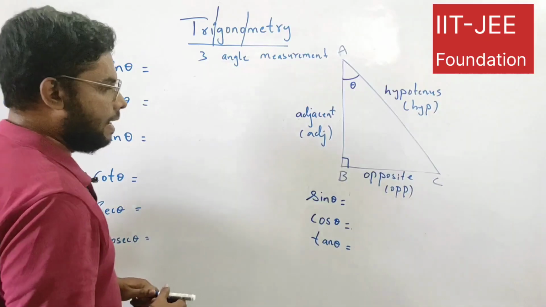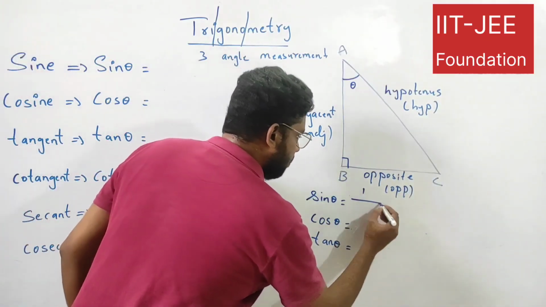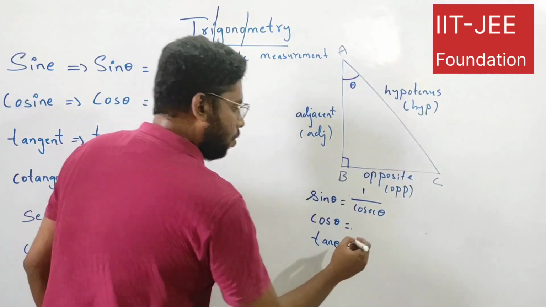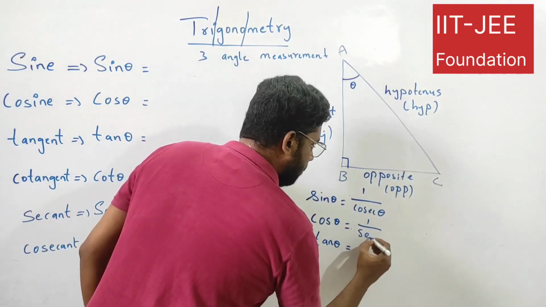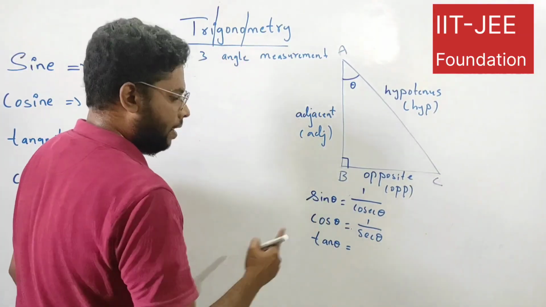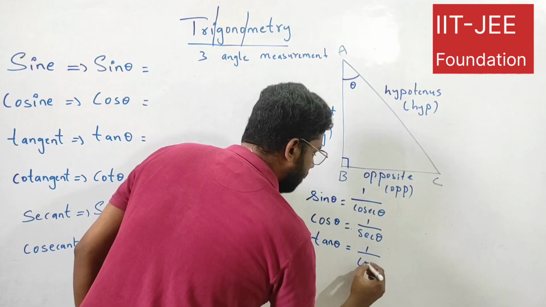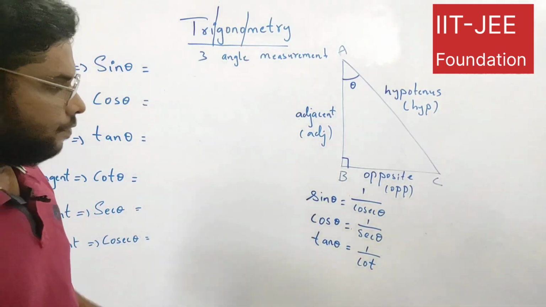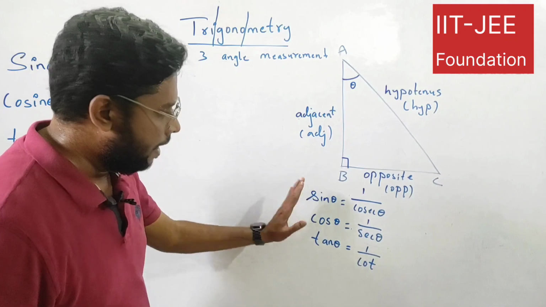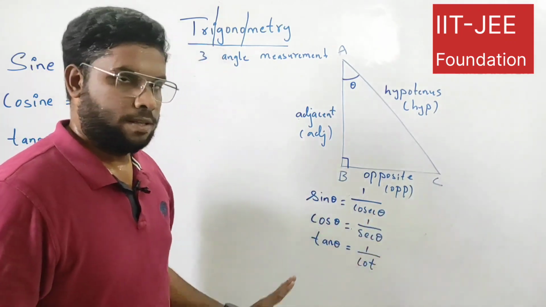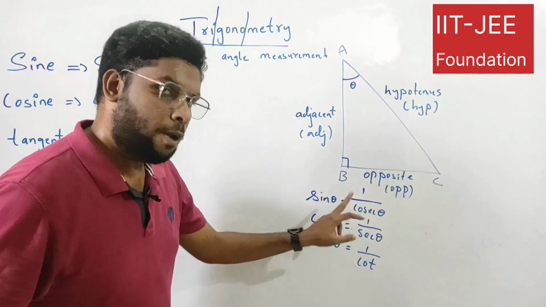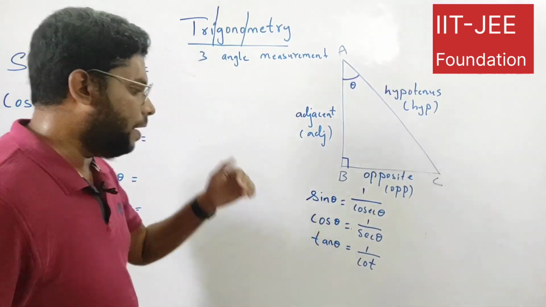Sine theta can be written as 1 by cosec theta. Similarly, cos theta can be written as 1 by secant theta, and tan theta can be written as 1 by cotangent theta, that is cot theta. Basically 6 are there, 3 are main and the rest of 3 are the reciprocals. Always remember this: sine is 1 by cosec, cos is 1 by secant, and tan is 1 by cot.